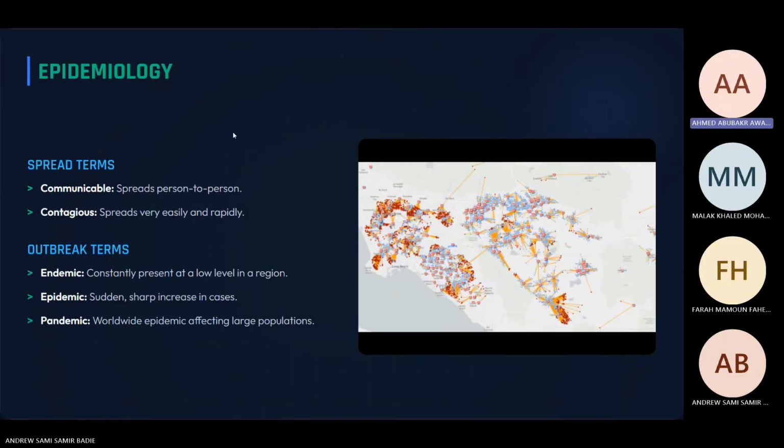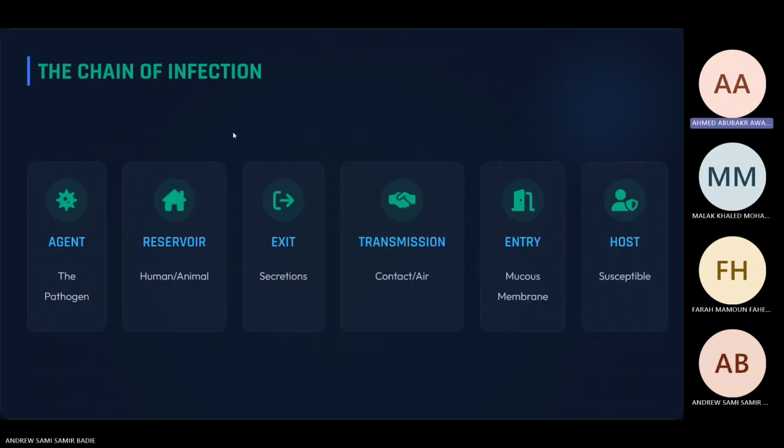Now we need to get to another concept, which is the chain of infection. This is how the infection happens. It has six parts, and we need to explain them one by one. Number one is the agent, which is the pathogen itself. Number two is the reservoir: where does the pathogen live exactly? Is it inside humans, in animals, in soil? The third is exit: how is it going to leave? Can it leave by coughing, by bleeding, or by defecation?